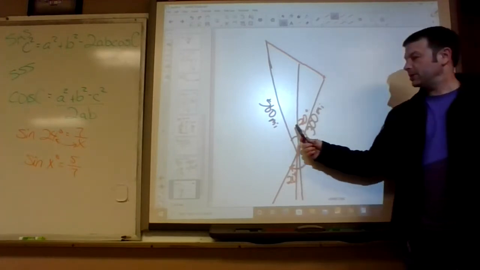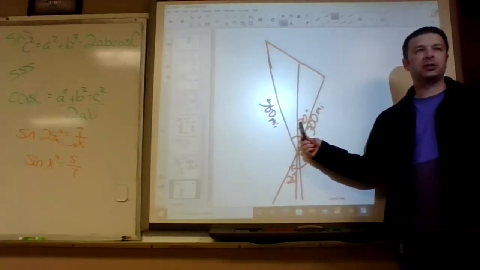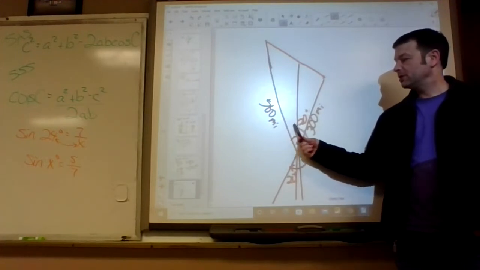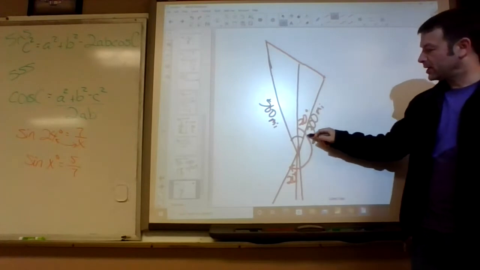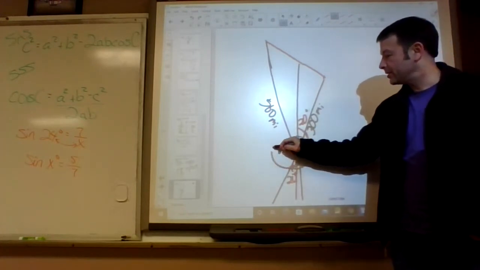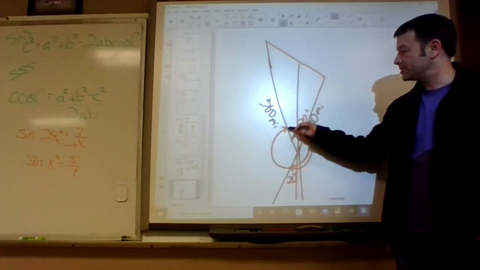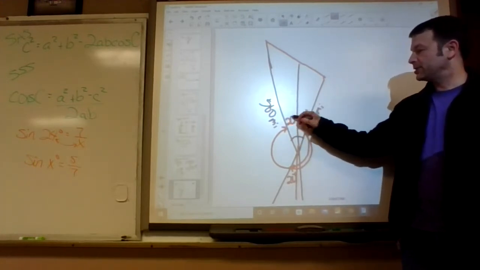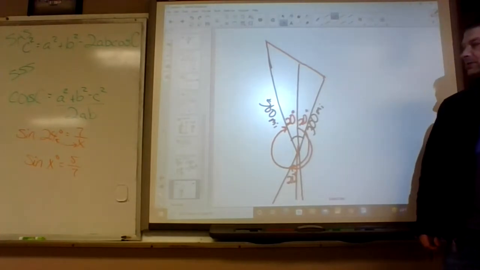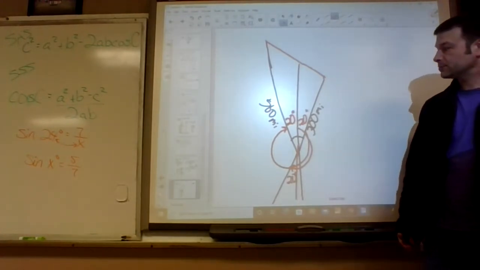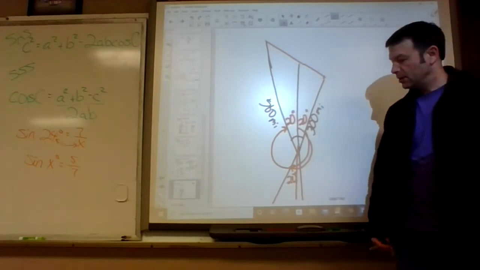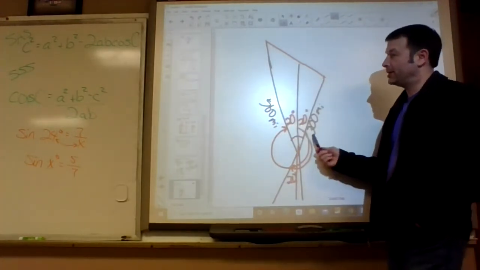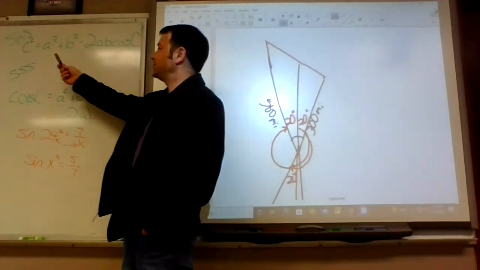How many degrees is this? 20. Why is it 20? Because it's 360 minus 340. This angle right here was 340, which means it's 20 degrees short of 360. So that's 20 degrees, which means that whole thing right there is a 40-degree angle down there. Now we have side, angle, side, so we have enough information to use the law of cosines.